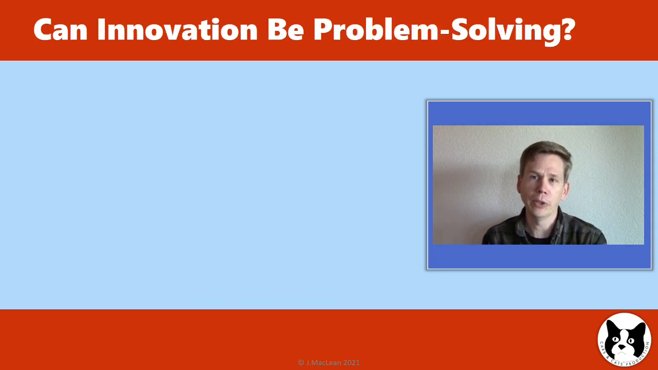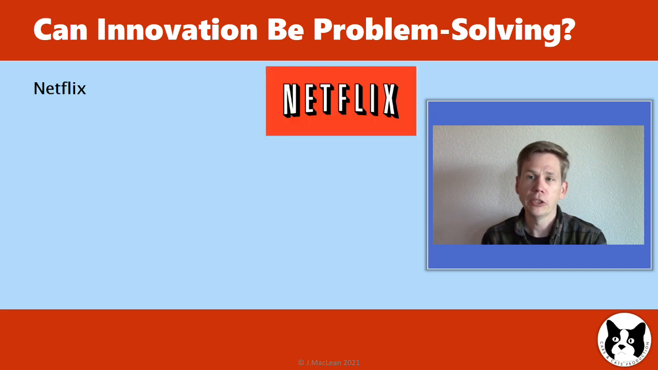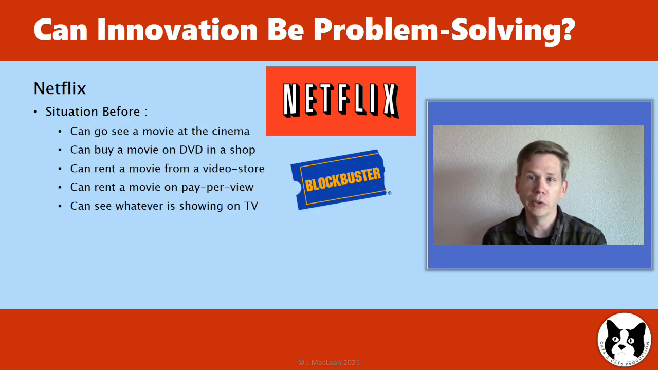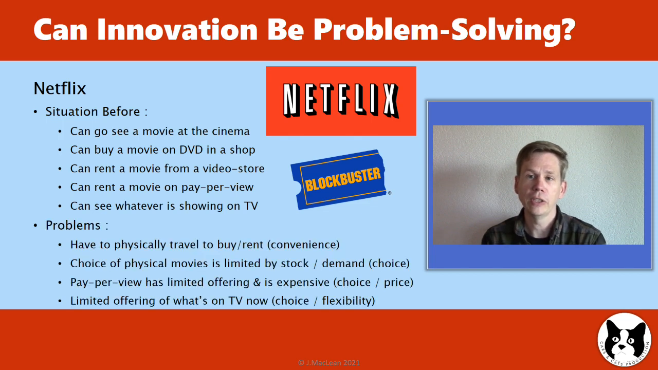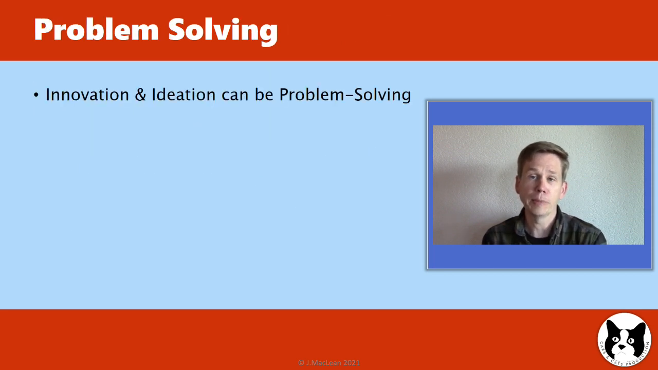First, let's talk about whether or not innovation can be problem solving. Netflix is a very good example. Before Netflix existed, you could go to see a movie at the cinema, you could buy a movie or rent a movie, and really at the beginning they were competing with stores like Blockbuster, where you'd physically go and rent a movie. And in those situations, you had lots of problems. You had a convenience problem because you physically had to travel. You had a choice problem because it was limited by the stock where you were going. And sometimes you had a price or flexibility problem. So Netflix very much was solving a problem. So yes, absolutely, innovation and ideation can be problem solving, and I would say probably most of the time that's what it's used for.